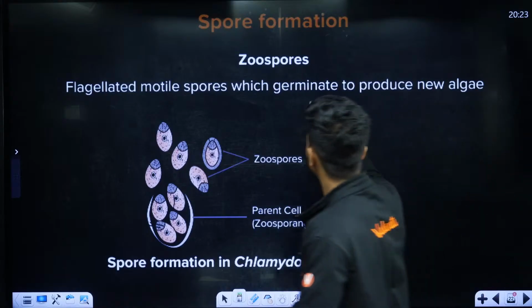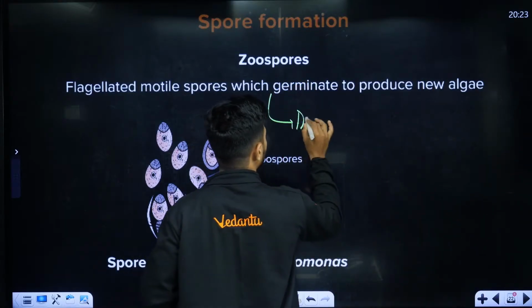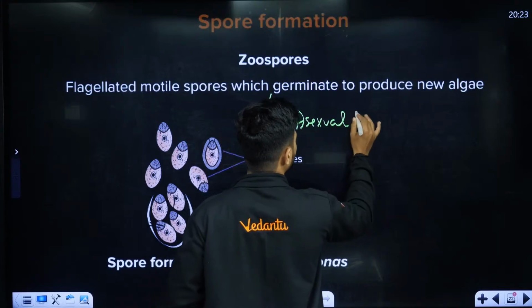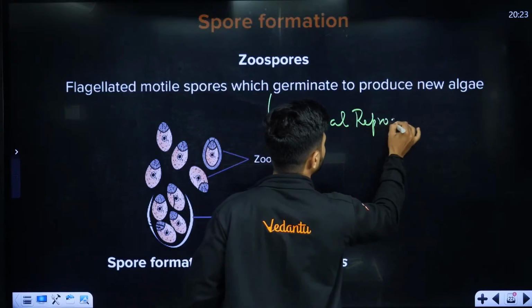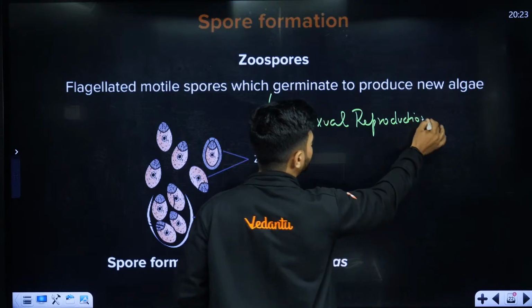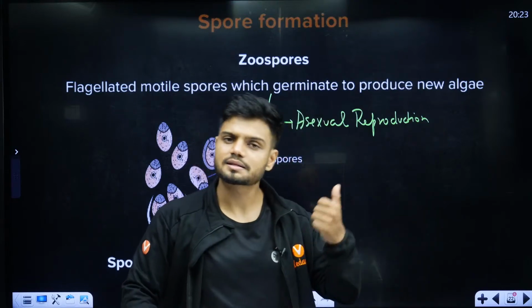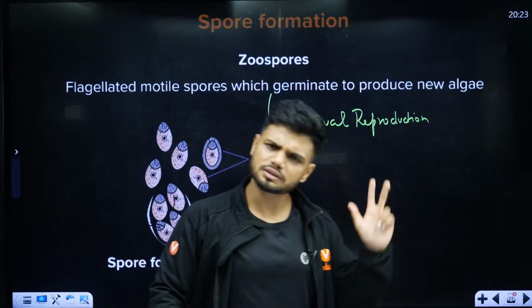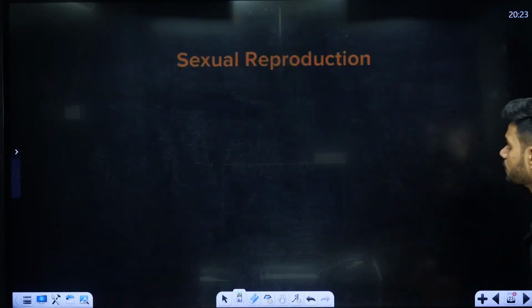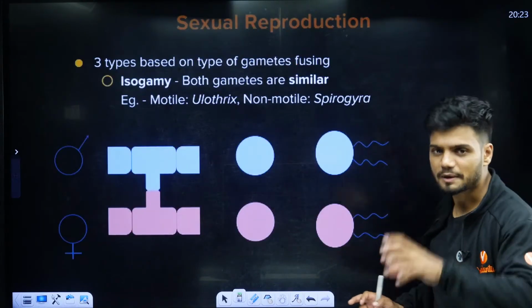So, zoospore formation. Zoospore formation is the asexual reproduction. So, there is vegetative, there is asexual, there is sexual. तीनों की तीनों यहाँ पर है. देखो, sexual, asexual और स्टूडेंट्स सेक्सुअल रिप्रोडक्शन थोड़ा स्पेशल है यहाँ पर.